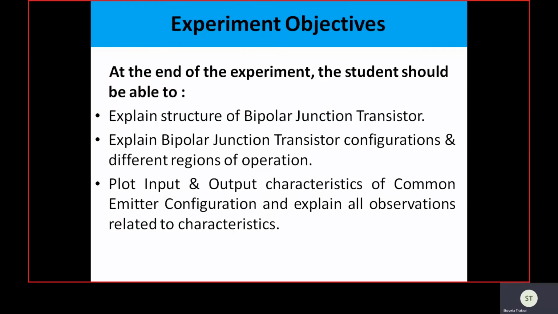The objectives of this experiment are: at the end of the experiment, the student should be able to explain what is the structure of a bipolar junction transistor, what are the different bipolar junction transistor configurations, what are the different regions of operation, as well as the student will be able to plot the input and output characteristics of the common emitter configuration and explain all the observations related to the characteristics.